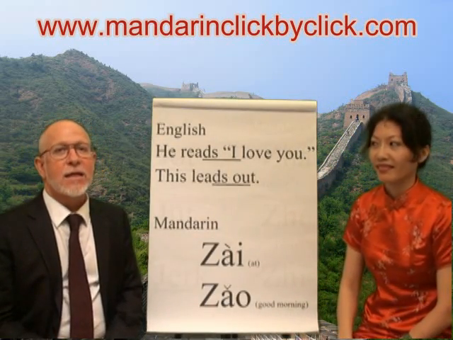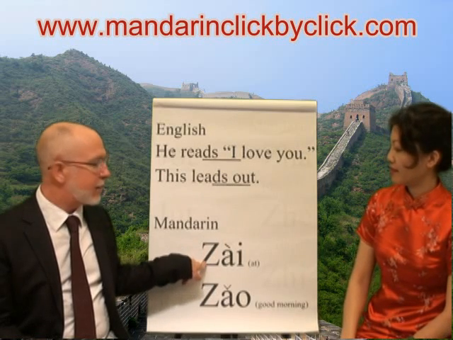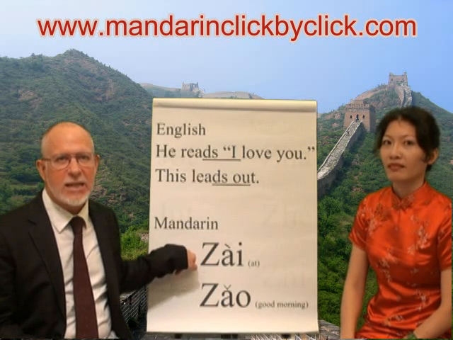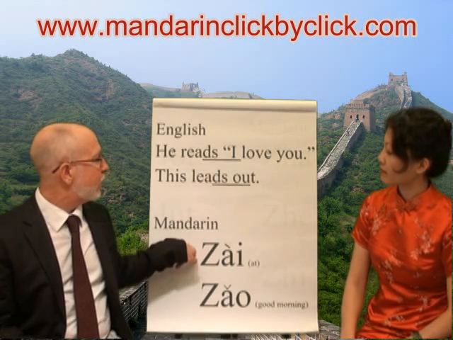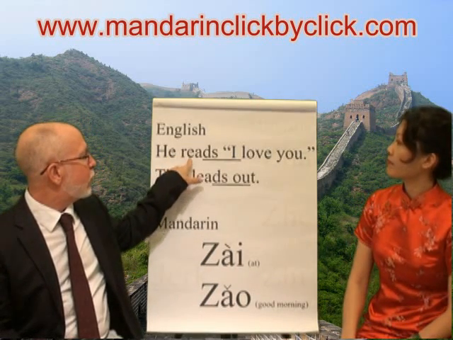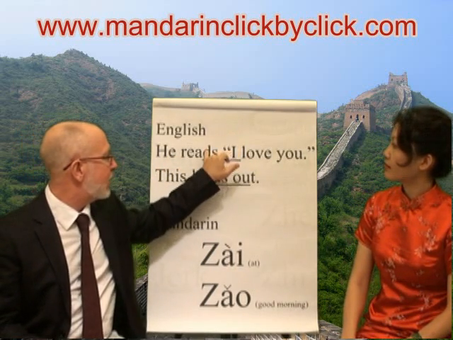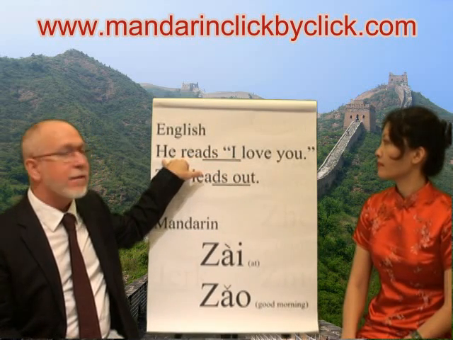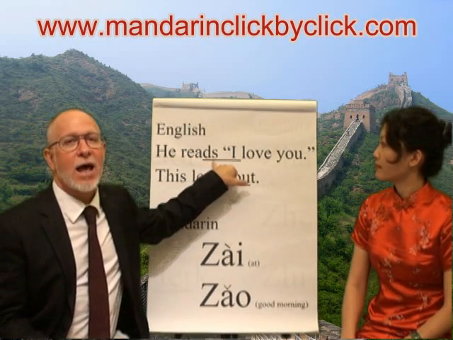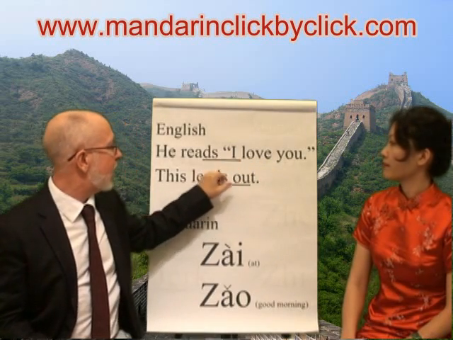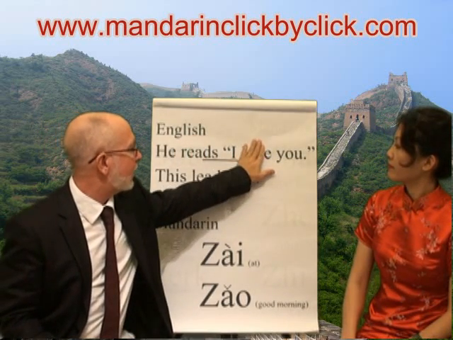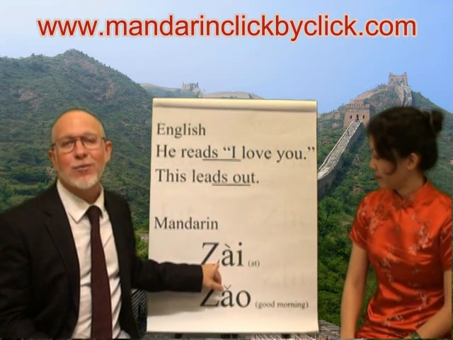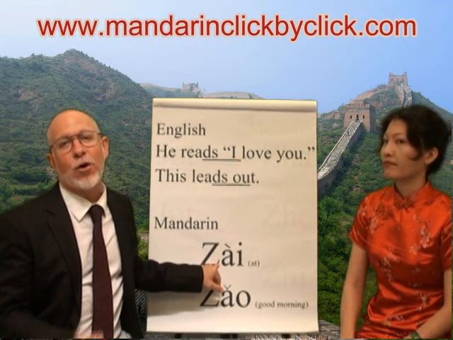Now, the Z sound in Chinese is almost like English, except there is a D in front of it. So if you take a look at this word, "reads," you have a D and a Z here, actually. And here he says, in this English sentence, "I love you." So if you say "reads," zai, then you're saying the Chinese word zai for "at."